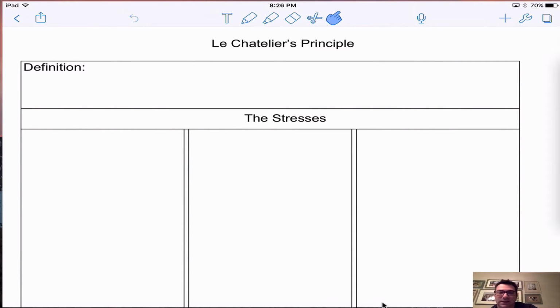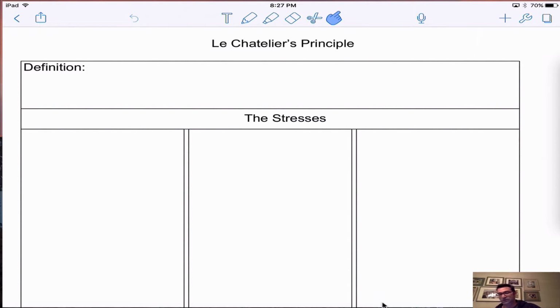Everybody. So today I'm going to talk to you about Le Chatelier's principle. And let me define it for you first so that you have an idea of what it is that we're talking about. At this point, we've gotten the system to equilibrium. And now what Le Chatelier's principle talks about is what would happen if that system's equilibrium was disturbed. So what would happen if we put a stress on the system?